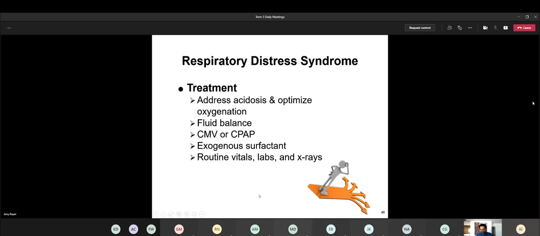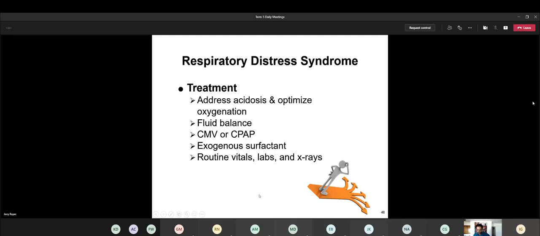Because of all this haziness that you see on the X-ray, which represents fluid, fluid balance is something they have to achieve. They have to do their best to try to achieve an adequate fluid balance when it comes to intake versus output.